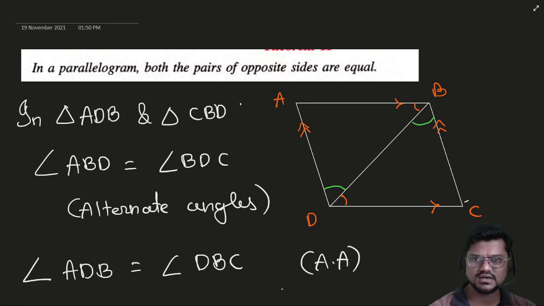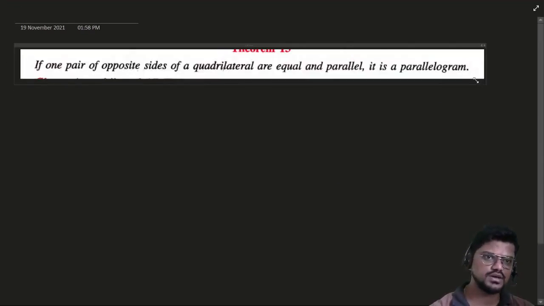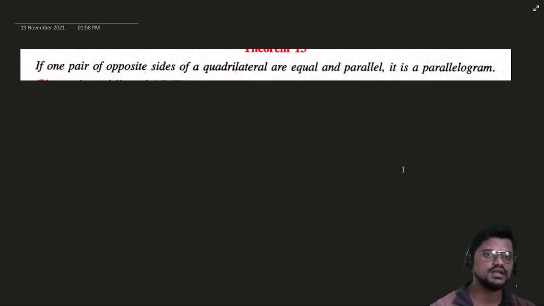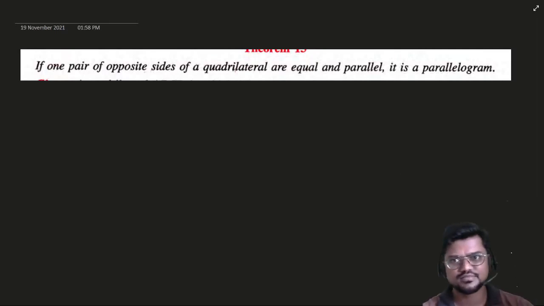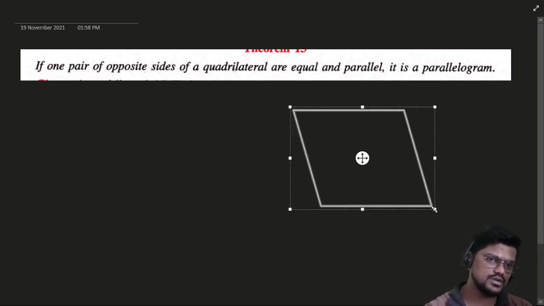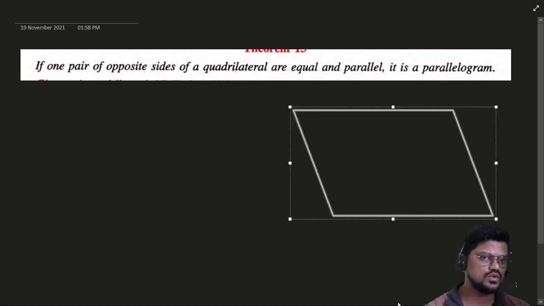The next is also an important theorem of parallelogram. That is, if one pair of opposite sides of a quadrilateral are equal and parallel, then it is a parallelogram. Like this. We don't know it is a parallelogram.